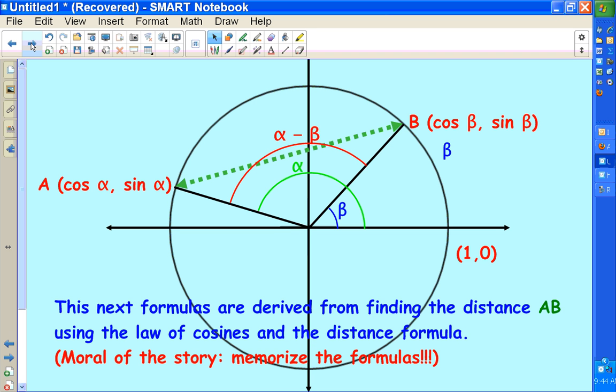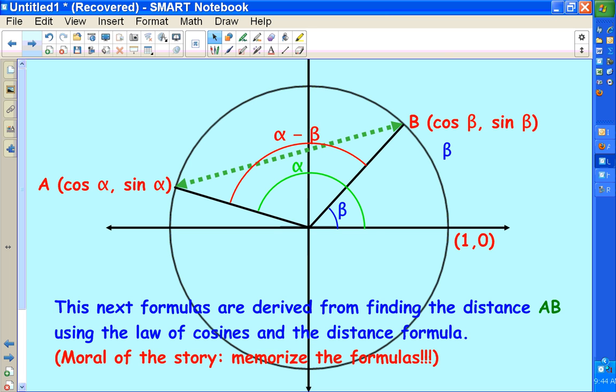And what I've done is I've taken a unit circle. How do you know this is a unit circle? Correct. So at this point right here, it's identified as (1, 0). With those coordinates, you've got to be looking at the unit circle. I picked two random points. I called this point over here on the left A, and coordinates would be cos alpha, sine alpha. And then B up here, the coordinates are going to be cos beta, sine beta.